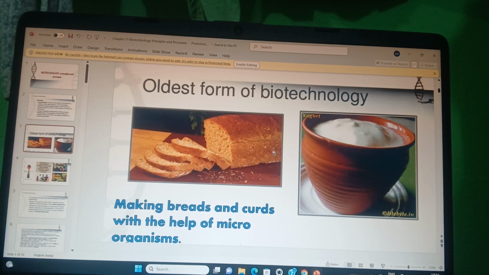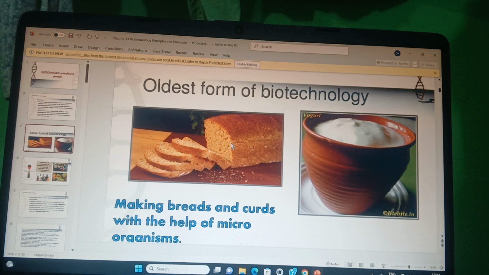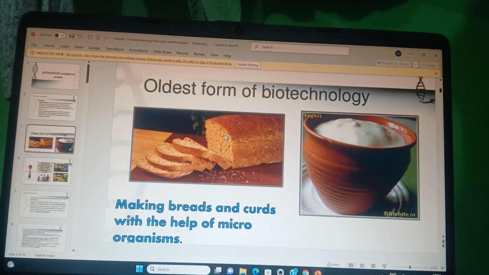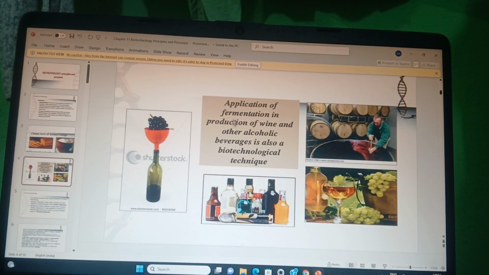Okay, and for making bread also we use yeast. Yeast produces carbon dioxide, and due to this carbon dioxide there are so many pores in the bread. Okay, you understood?